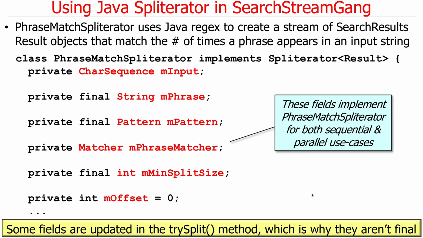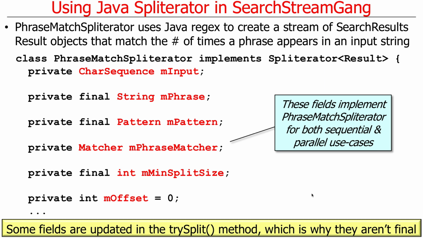If you take a look at the fields that are part of the PhraseMatchSpliterator, this keeps track of what we're trying to do and how we're trying to split. The other thing that's interesting about this is these fields are used for both the sequential version and the parallel version. I'll focus on the sequential version right now, but be aware the parallel version also uses these fields as well.